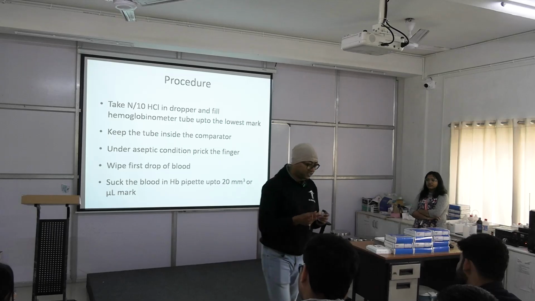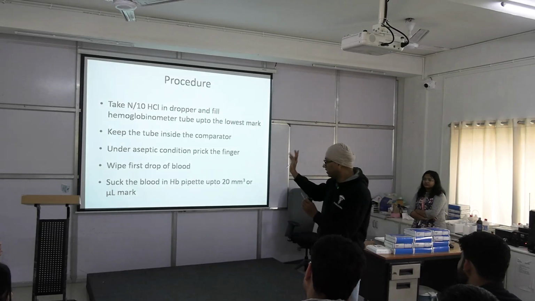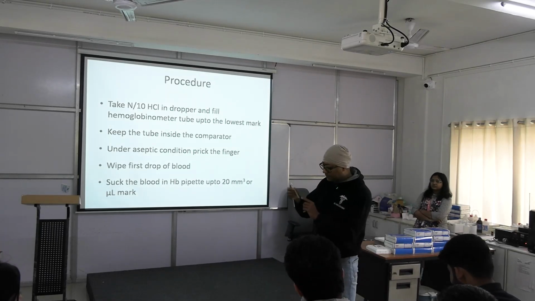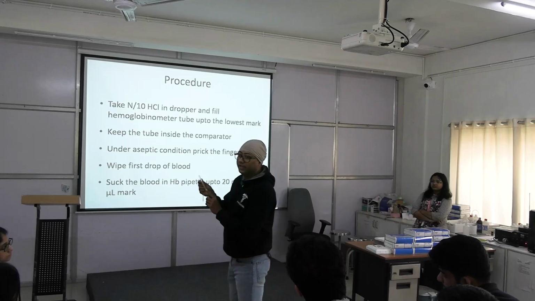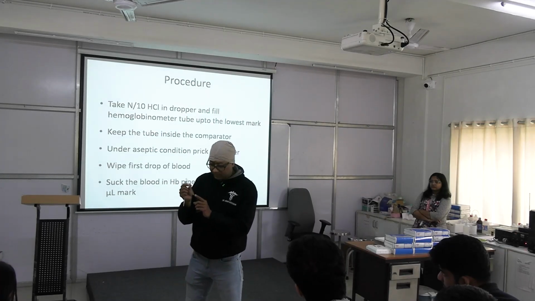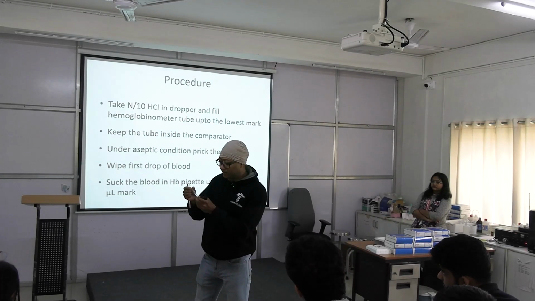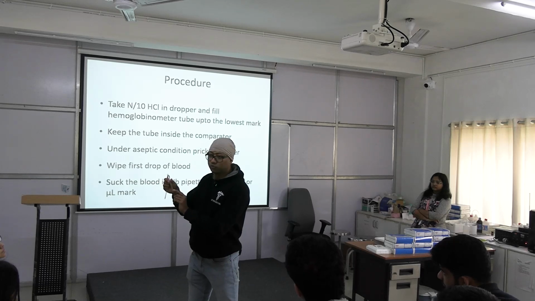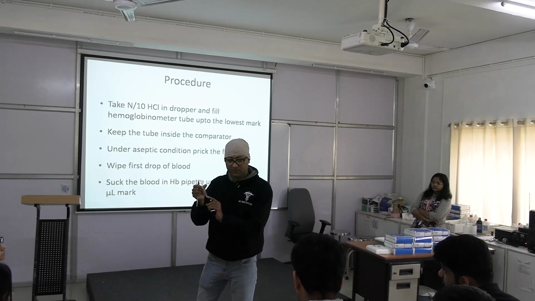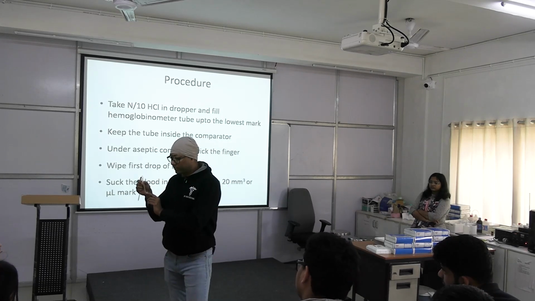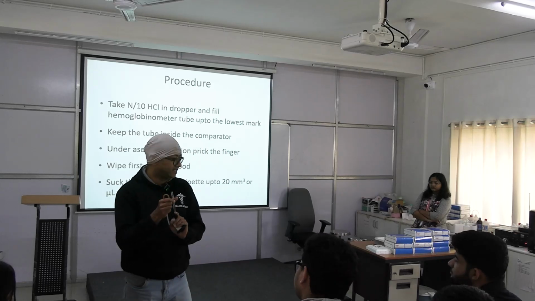Grossly, I am telling you first, and then I will read it out. So here we first take N/10 HCl up to mark 2, that is 2 gram per dl. This point, up to the lowest point, we need to take N/10 HCl.